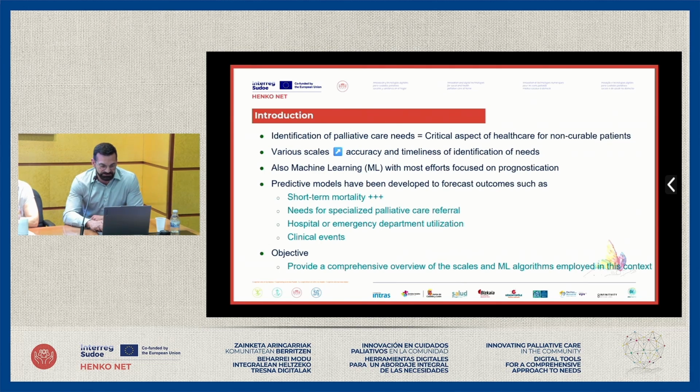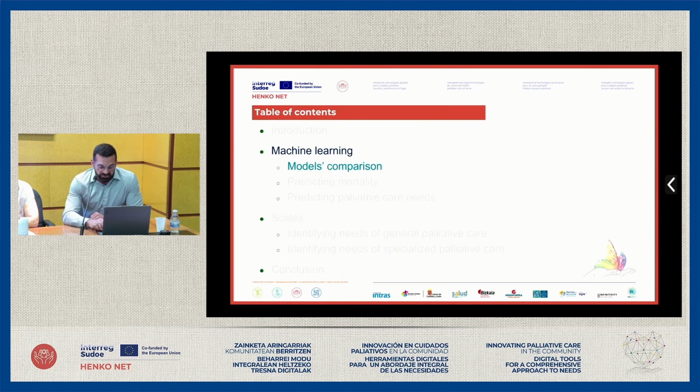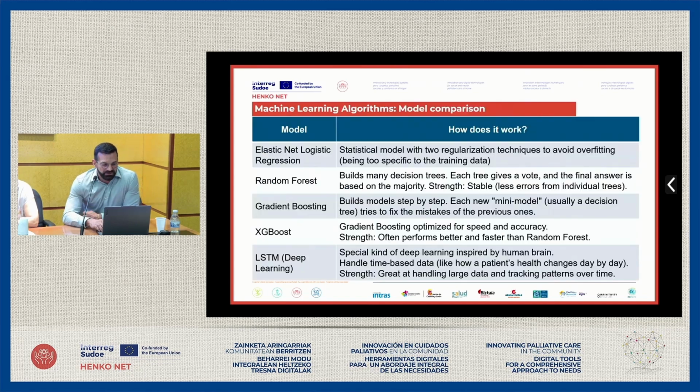The objective today, as I said to you, is to provide a comprehensive overview of what exists in this area. So first, what are we talking about when we are talking about machine learning? We are talking about different kinds of technology. We can have a first step of machine learning with elastic net logistic regression. It's just statistical models with regularization techniques to avoid overfitting, so to avoid being too specific with the data used to train the models.